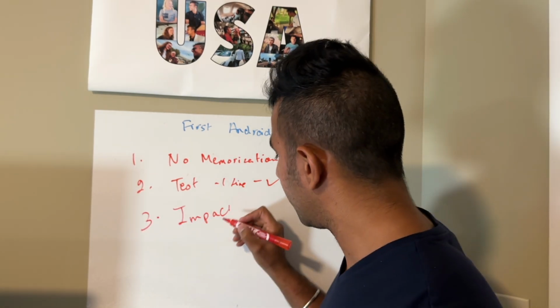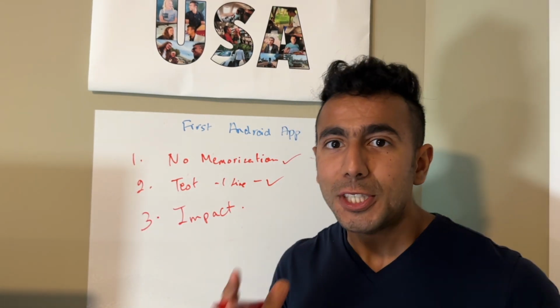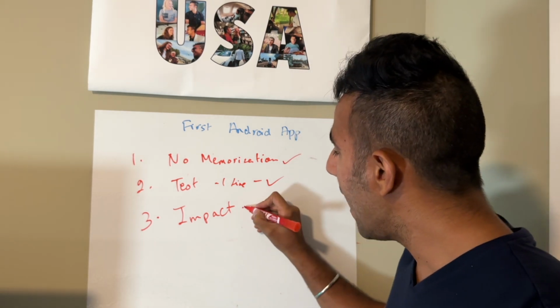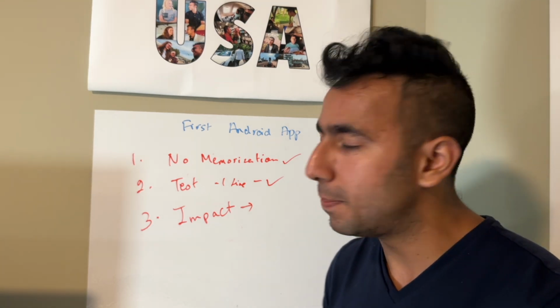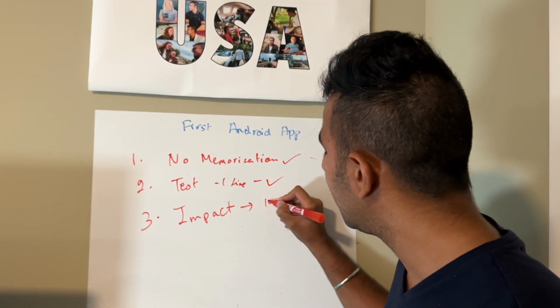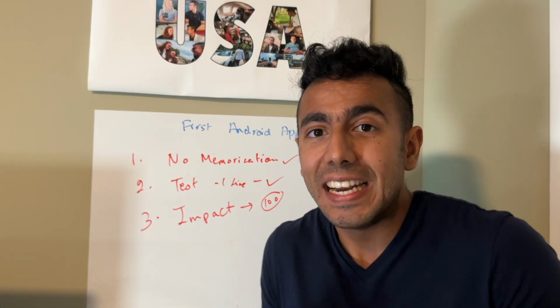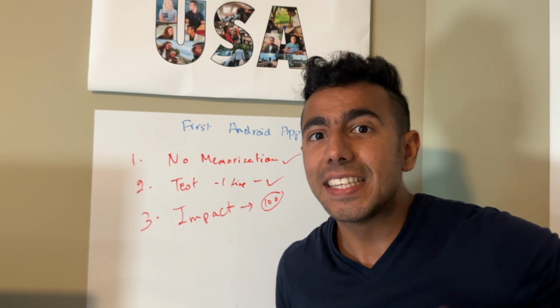Number 3, impact. To measure impact and say that this is one of the coolest projects I've made, you need to show impact. Impact is shown by how useful your app is. For example, if your app has 10 or 100 downloads, even 10 downloads, which we will help you with, that means it is helping a few people, and that has an impact.